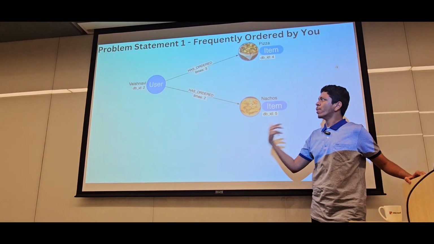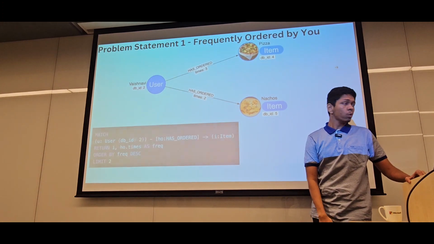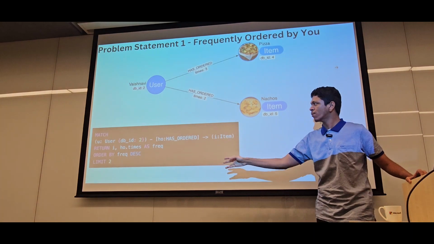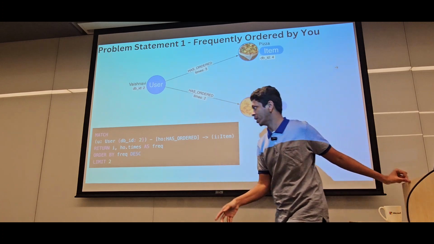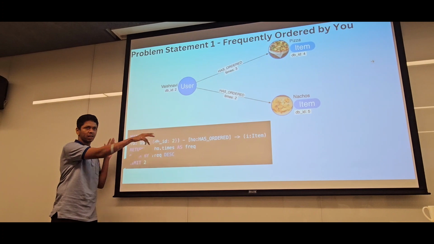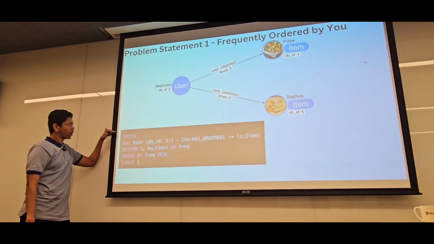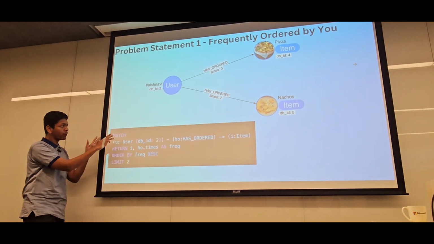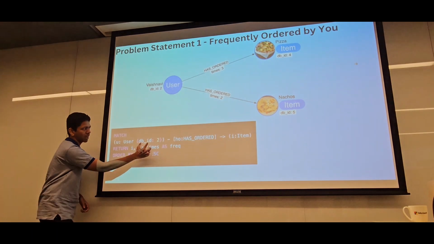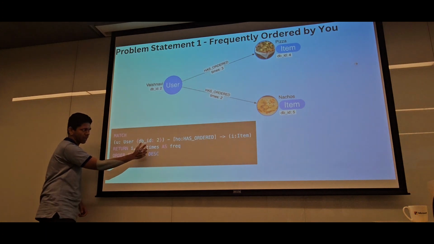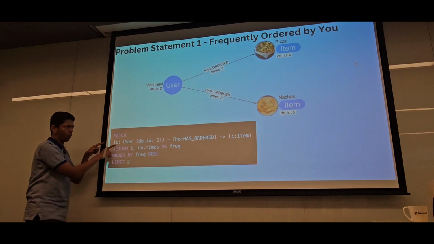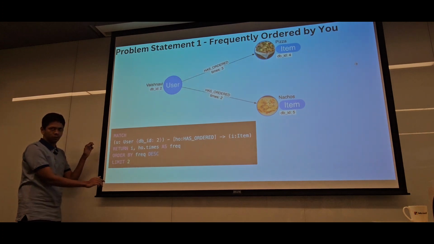Now say Vaishnavi opens the app. So what will we do? We will run this Cypher query. Since this is the first Cypher query I am showing you, let me explain it. You read it from left to right, it is simple ASCII. So first we match. What do we match? We match a user who has the property database ID, and the value for the database ID property is 2. We annotate this as U, so we can use it later on.